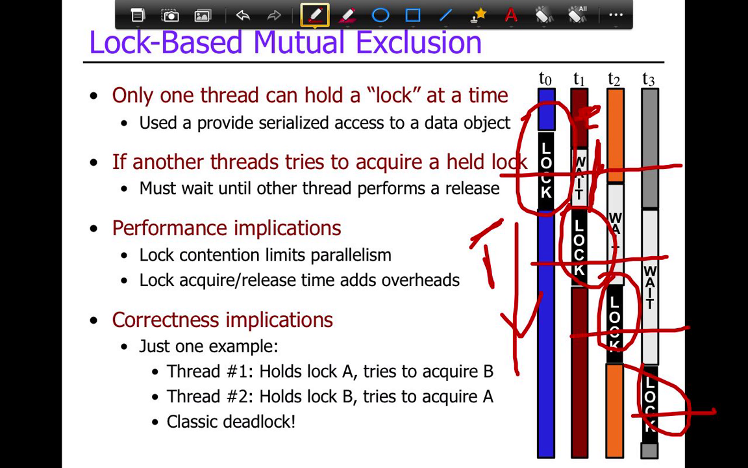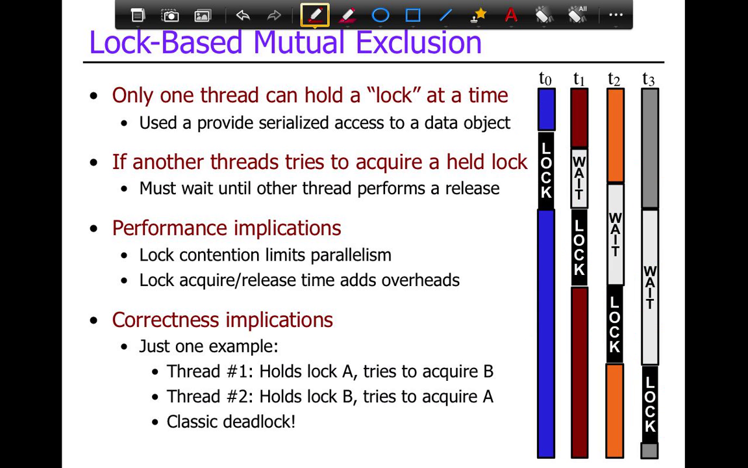The performance implication of this is that lock contention, first of all, limits parallelism. So essentially, T1 is not doing any useful work in this picture, the wait times, the white portions. This is your performance implication, the overhead of the system. So this is the part that limits the parallelism.